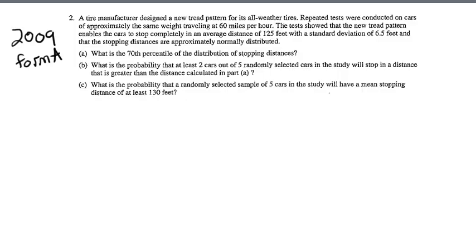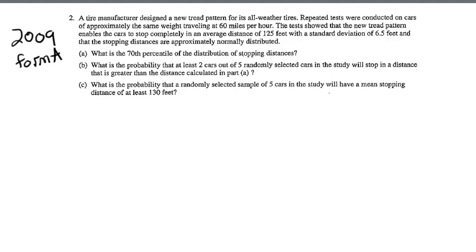So here we are back again, another AP question to do. This time we've got the 2009 exam, Form A, the second question on the exam. The situation is that a tire manufacturer has a new tread pattern for their tires, and we're going to test the stopping distance when the cars are traveling at 60 miles an hour.